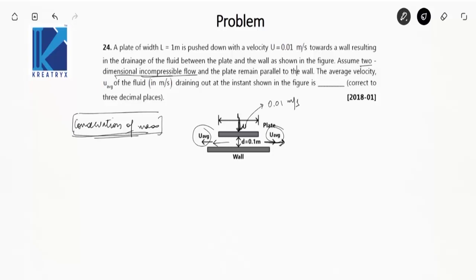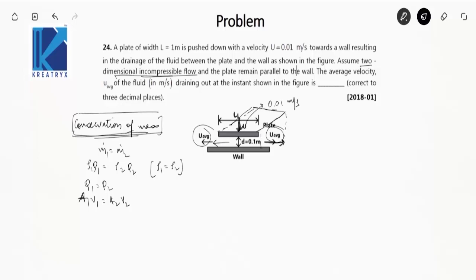Conservation of mass, that is m dot 1 is equal to m dot 2. So that will be rho 1 Q1 is equal to rho 2 Q2. Rho 1 is equal to rho 2, so Q1 is equal to Q2, A1 v1 is equal to A2 v2. Now what will be A1? Let's assume that the length of the plate perpendicular to this screen, I mean inside the screen, is L.